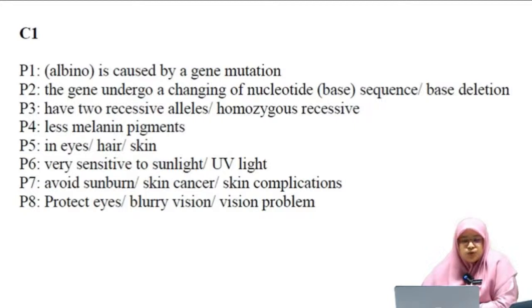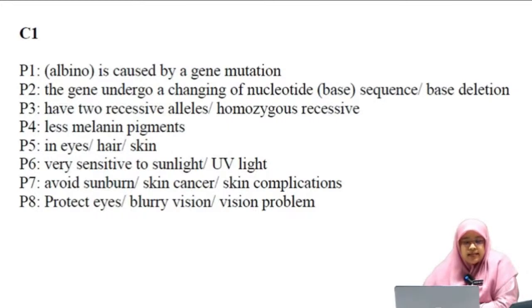P3, having 2 recessive alleles, or homozygous recessive. So a person who is albino will have the genotype homozygous recessive. P4 until P8 are the phenotype. P4, albinos produce less melanin pigment in the eyes, hair, or skin.